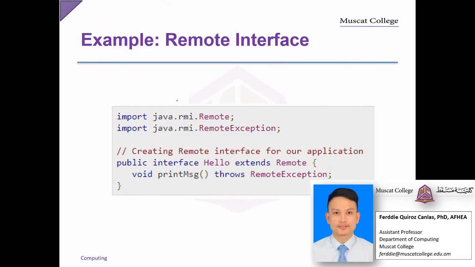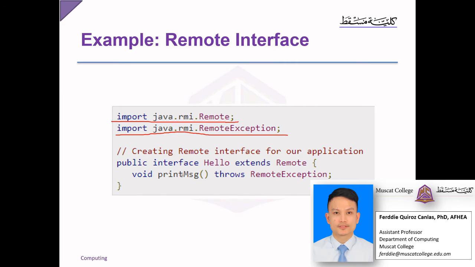So this is an example of your remote interface. So look at this. It says import java.rmi.Remote. This is a prerequisite for running RMI. Import java.rmi.RemoteException. This is for the error, this is for enabling remote connectivity.